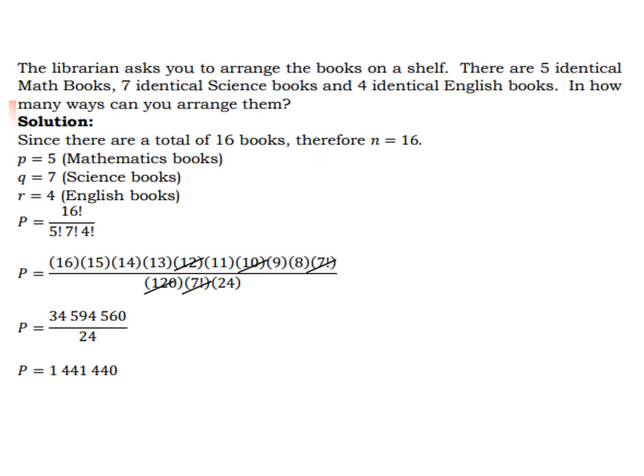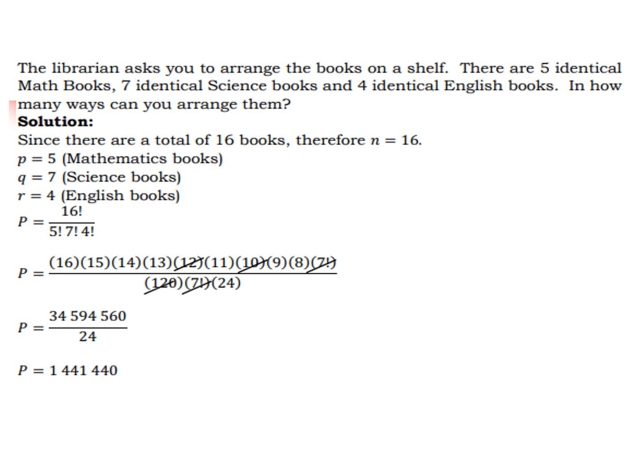Let's have another example for the distinguishable permutation. The librarian asks you to arrange books on a shelf. There are 5 identical math books, 7 identical science books, and 4 identical English books. So in how many ways can you arrange them? Now, since there are a total of 16 books, therefore our n is equal to 16 because 5 plus 7 plus 4 is equal to 16. Now, we will put that one in our numerator. So we have 16 factorial.